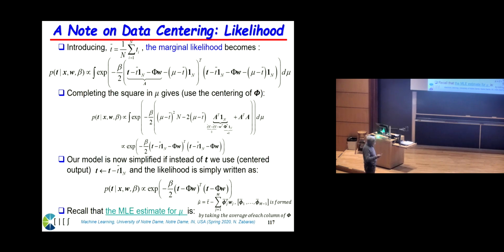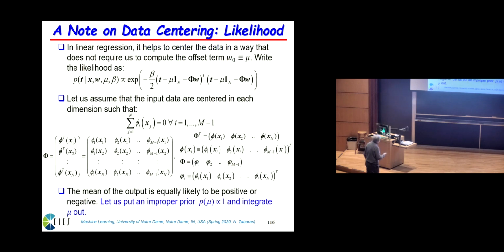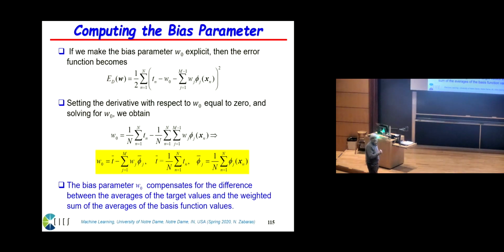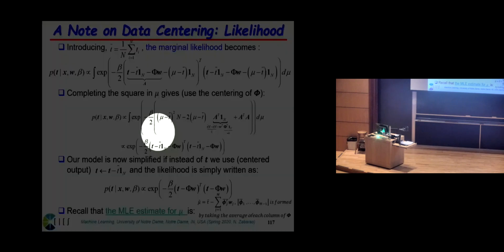So when you compute W, let's say the MLE or the MAP estimate, you ask, what is now W0? Obviously you need W0, and the answer is W0 is T bar minus this weighted average of the average basis functions. So in all machine learning algorithms, you have to be very careful what you regularize. The idea here is if you center the data, the problem looks exactly like what we covered, with some algebra that you don't have to repeat all the time.